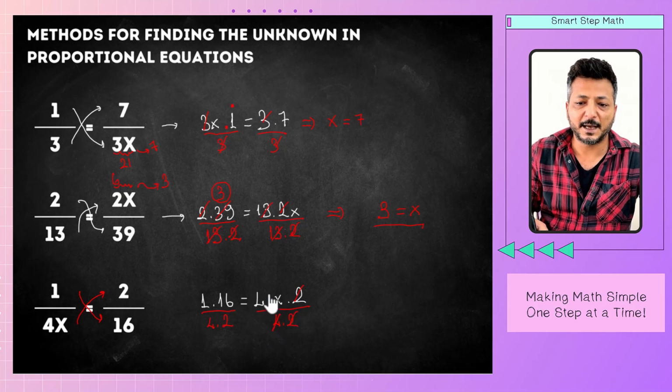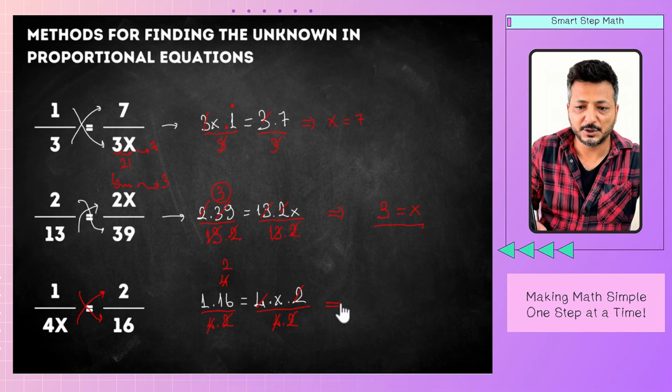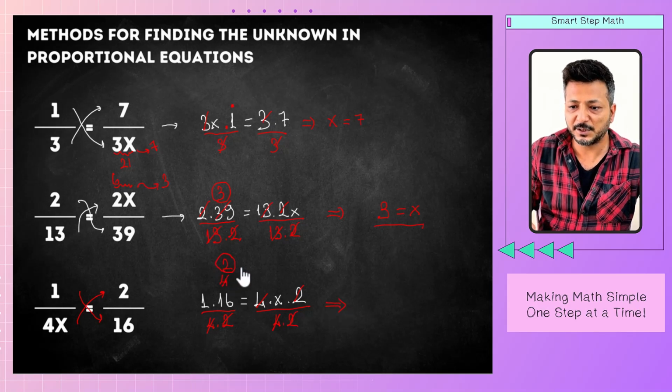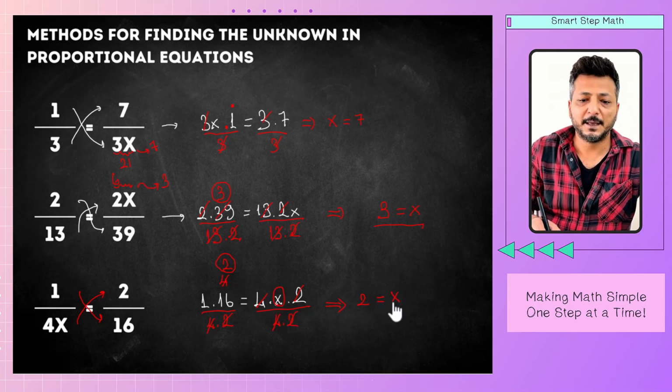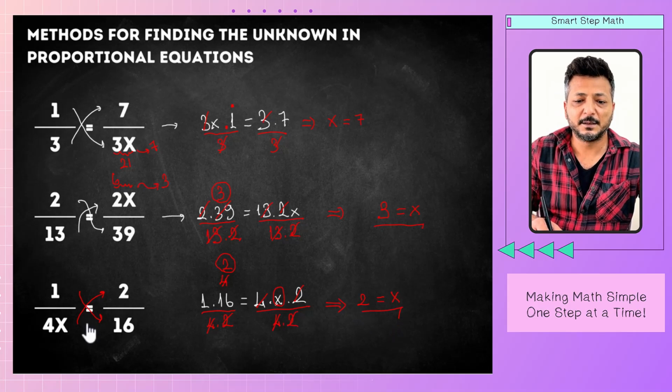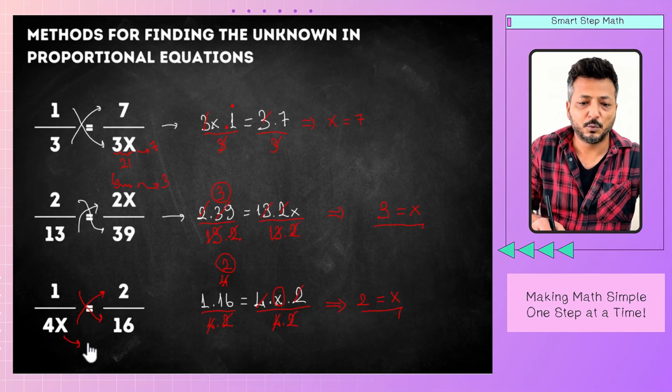When we come to this side, 16 divided by 4 becomes 4. 42, if divided by 2, 2 remains. So, only 2 will be left on the left side of our equation. On the right side of our equation, only x will remain. So, in this proportion equation, x should be 2, which means 1 divided by 2 times 4 will be 8.